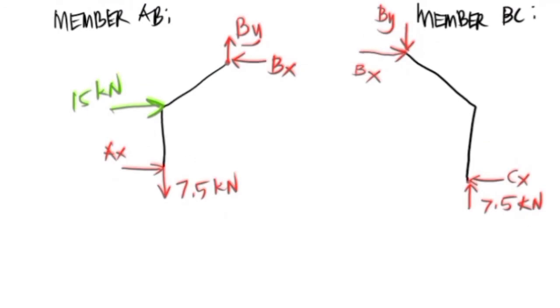For the member AB, in order for us to compute for the reaction AX, what we are going to do is to summate moment at point B. So, yung mga distance natin, this is 3 meters, and sa height, we have here 3 meters and another 3 meters.